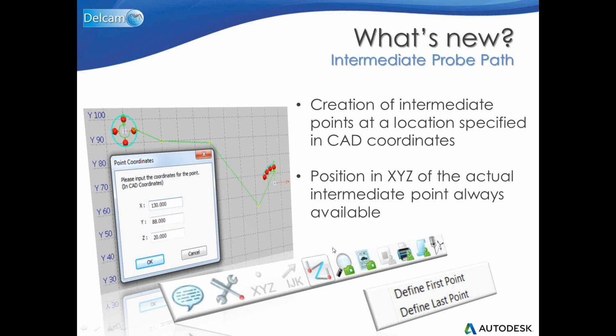Now we can define the first and the last point, or in any way every point with the intermediate probe path, just by typing explicitly the X, Y, Z values. Another thing that you can get, when you pick anywhere in space to define an intermediate probe path, is the actual position of the point in X, Y, Z.